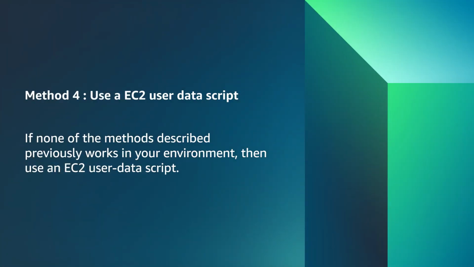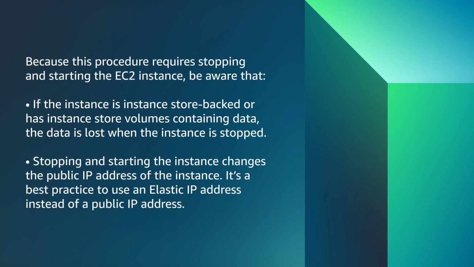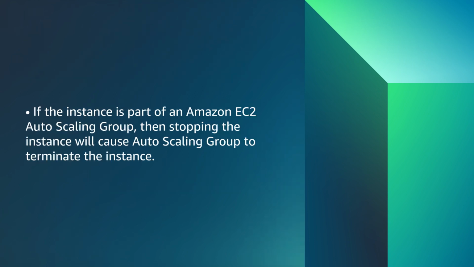Method 4. Use an EC2 user data script. If none of the methods described previously works in your environment, then use an EC2 user data script. Because this procedure requires stopping and starting the EC2 instance, be aware that if the instance is instance store backed or has an instance store volume containing data, the data is lost when the instance is stopped. Stopping and starting the instance changes the public IP address of the instance. It's a best practice to use an Elastic IP address instead of a public IP address. If the instance is part of an Amazon EC2 Auto Scaling group, then stopping the instance will cause the Auto Scaling group to terminate the instance.